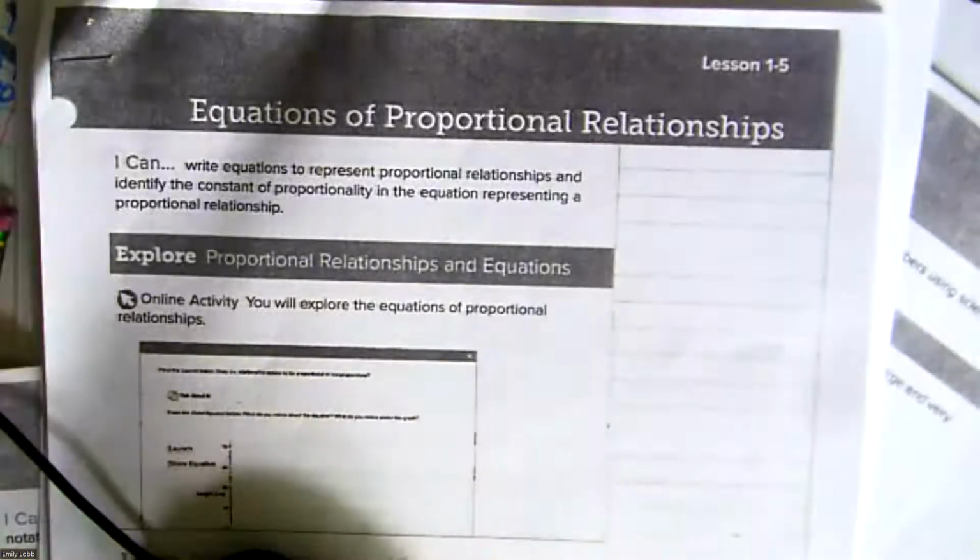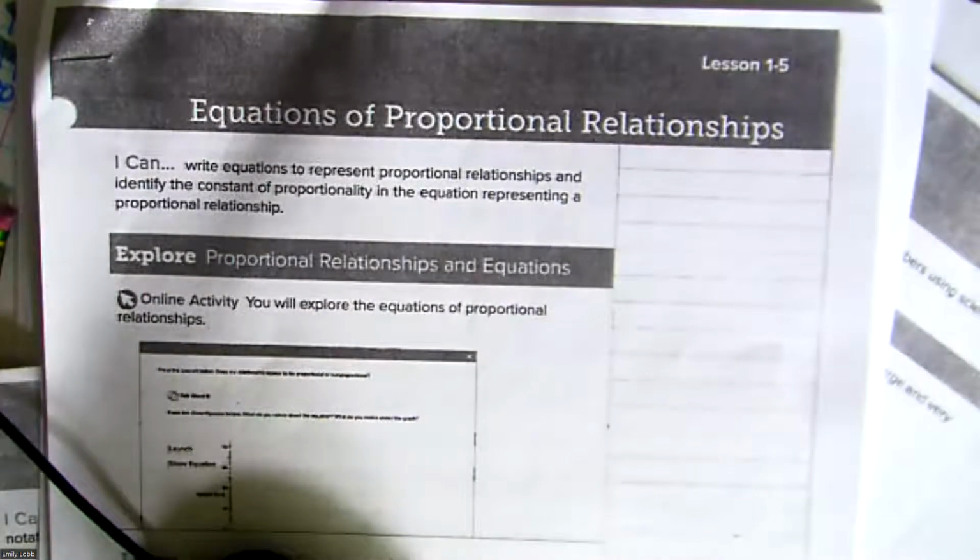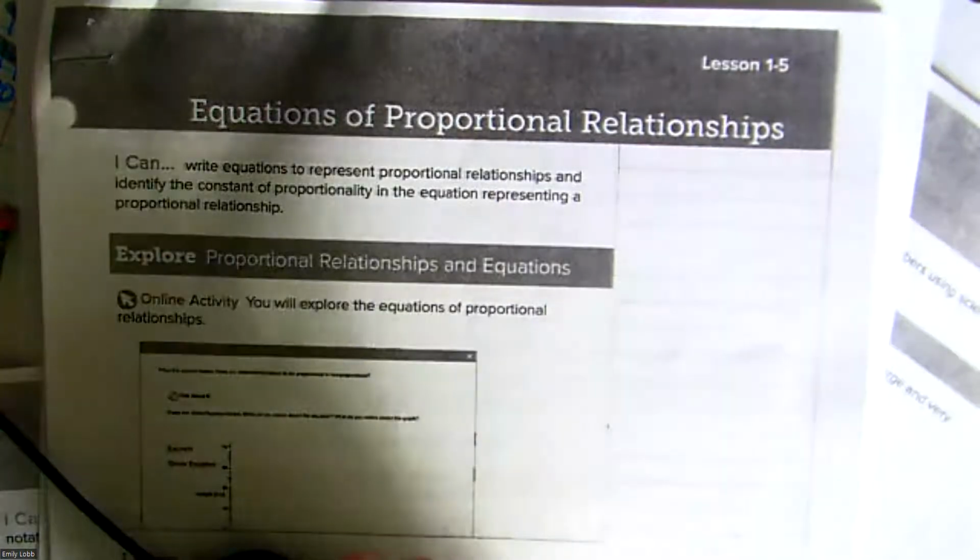Okay, so this is the second part of your packet. You should have already turned in 1-1 through 1-4. Anything not turned in by the end of the day is worthless to you, I guess. So starting on page 41 is where this takes off from.